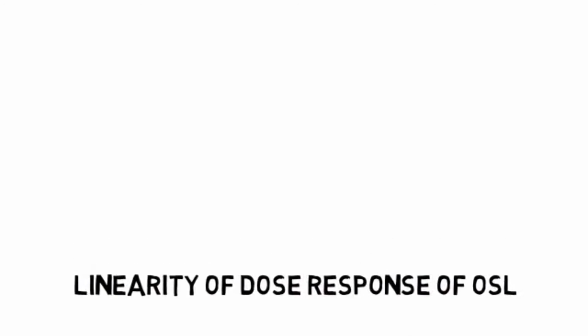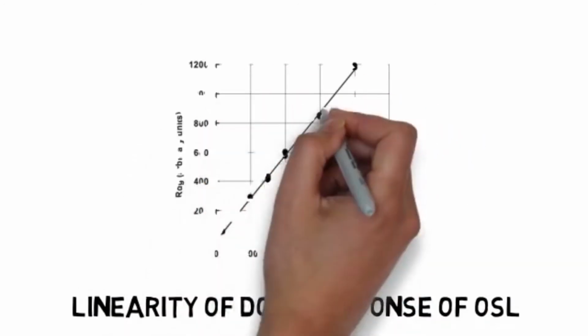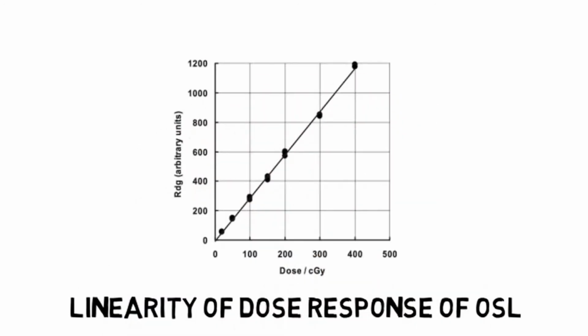This figure shows the response of OSL detectors in arbitrary units versus accumulated dose in centigray for cobalt-60 irradiations. 3 different detectors were used at each dose value. For each detector, the response is the average value of 3 readings. The solid line shows a linear fit through all of the data points with an intercept at 0 dose of negative 6.6 plus or minus 6.0.